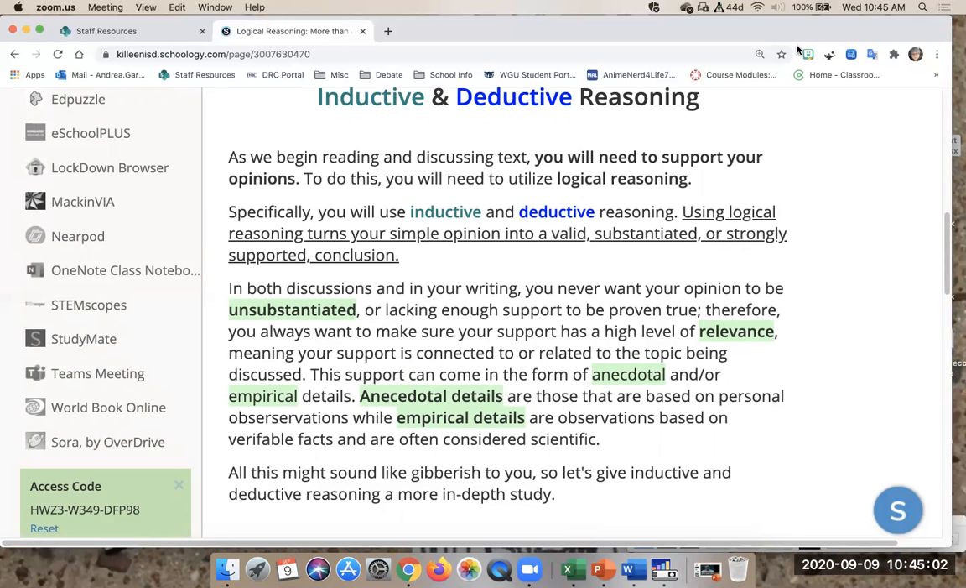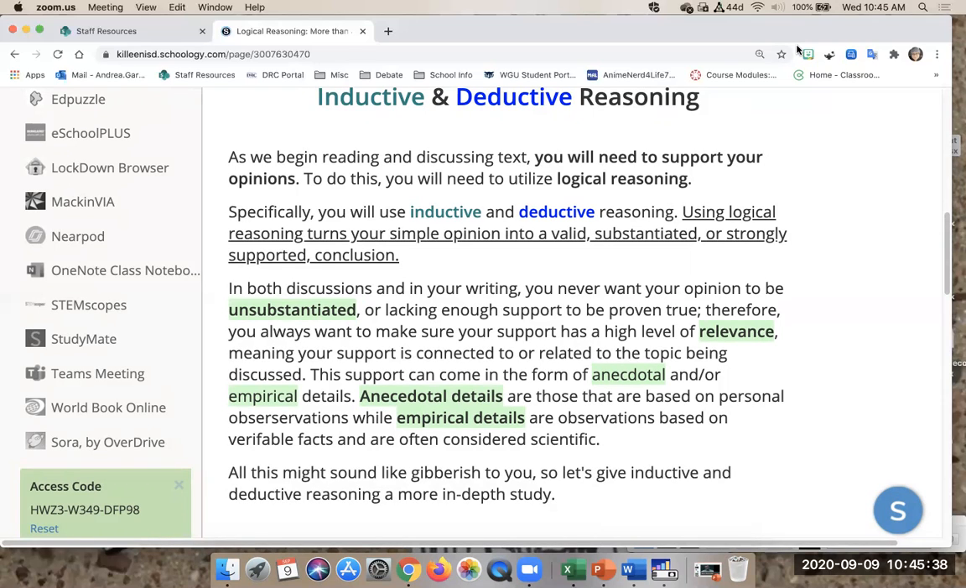What's substantiated? Using context clues, what do you think it means? Okay, so substantiated means it's true because there's evidence to prove it's true. Okay? So, in both discussions and in your writing, you never want an opinion to be unsubstantiated, or lacking enough support to be proven true. Therefore, you always want to make sure your support has a high level of relevance, meaning your support is connected to or related to the topic being discussed.